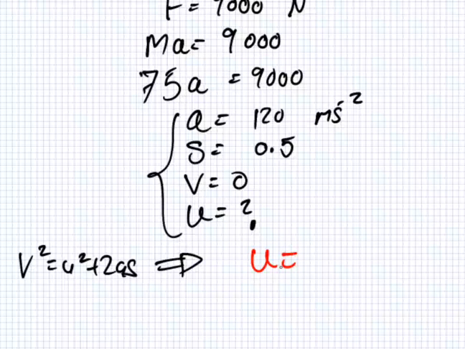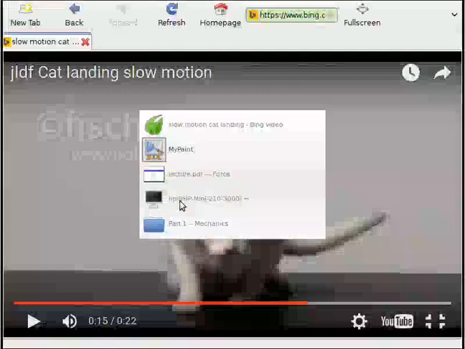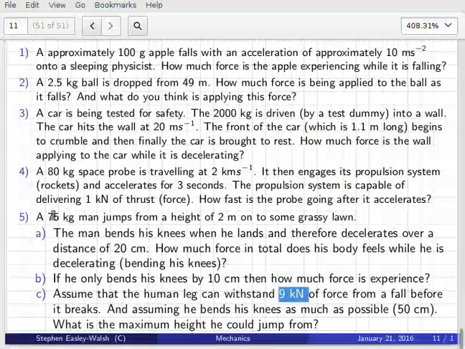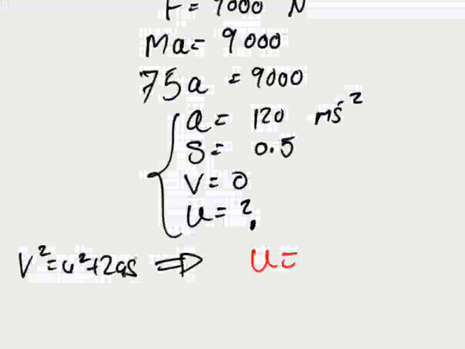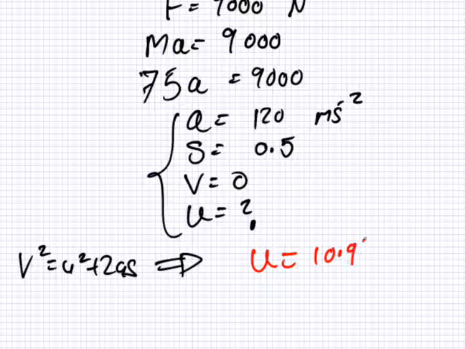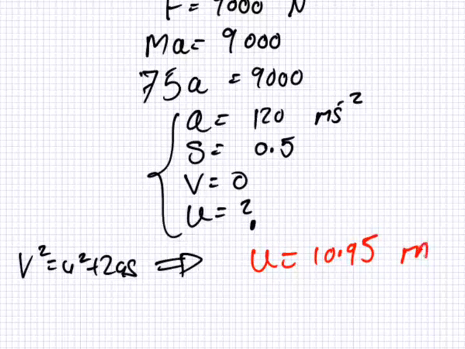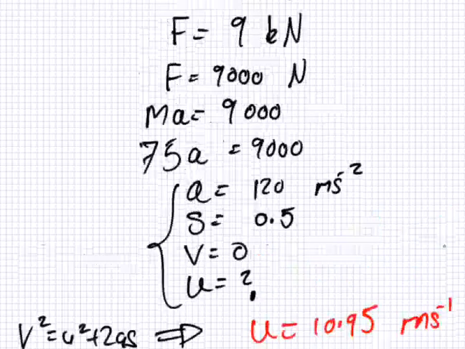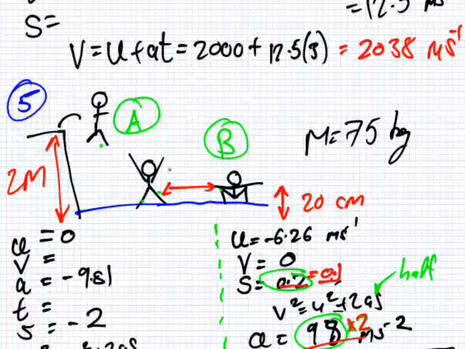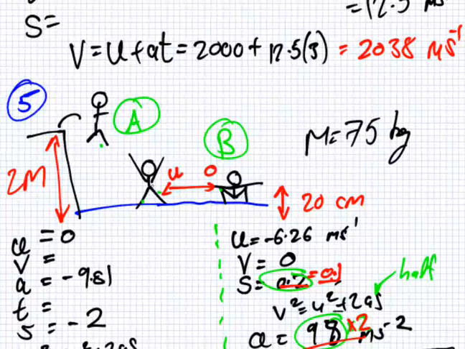Okay, now the second part here, if he bends his legs only 10 centimeters, do you think the force will increase or decrease? Increase. In fact, if the only difference is that this is 10, then it will be twice as big, because this number here will be half the size. So the answer will be 14.6 kilonewtons.